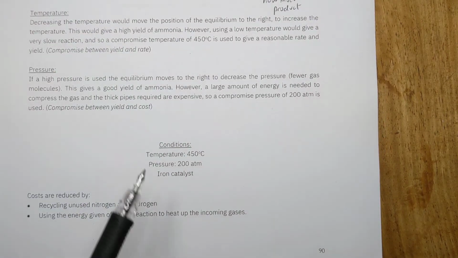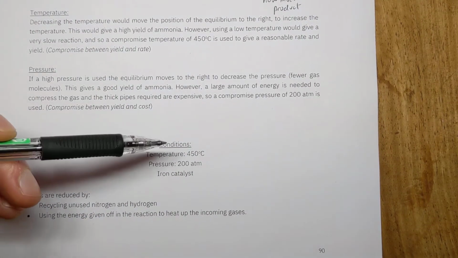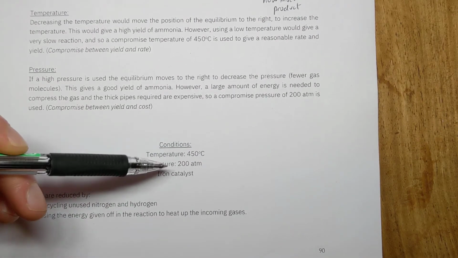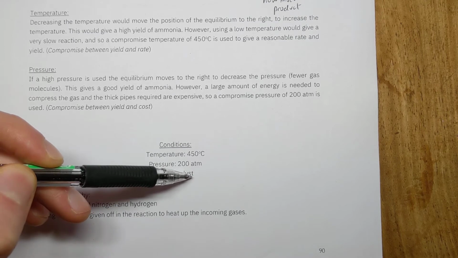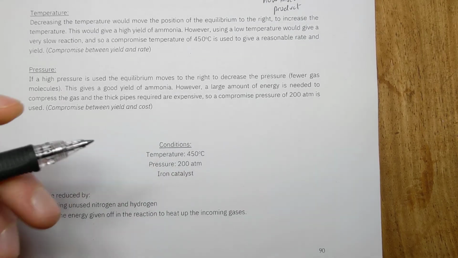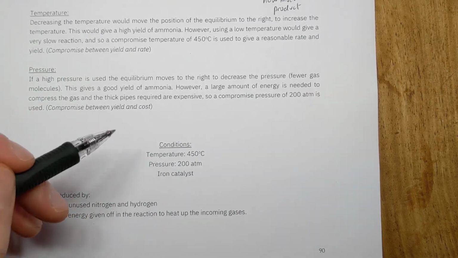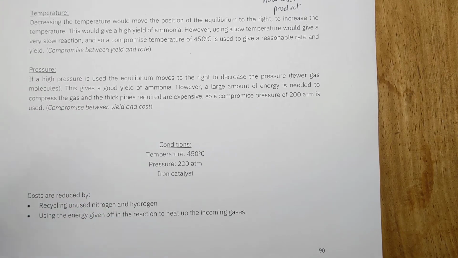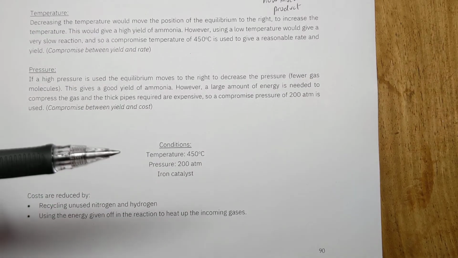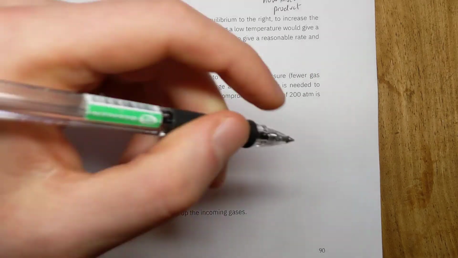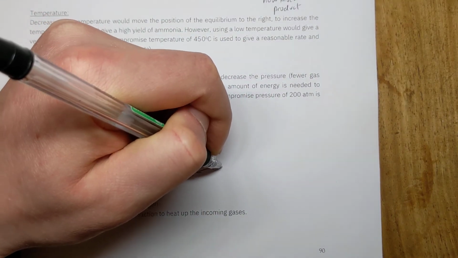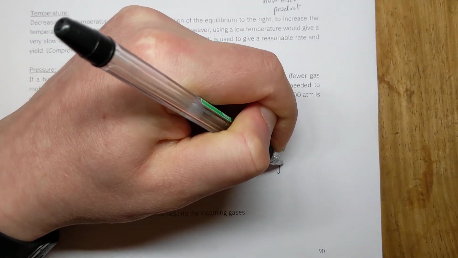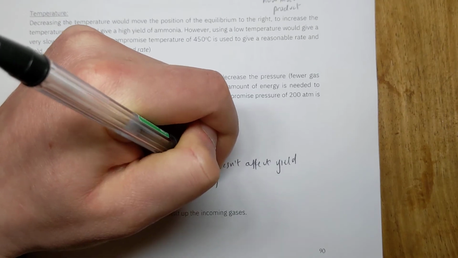So key things here are, you need to know these off by heart. It is 450 degrees specifically for your temperature, 200 atmospheres specifically for your pressure. The iron catalyst we haven't mentioned, the only thing just to be aware of is, it's not going to affect your yield. Remember, catalysts do not affect how the forward or reverse reaction are favoured. It just speeds both up. So it doesn't affect yield. Just increases the rate.